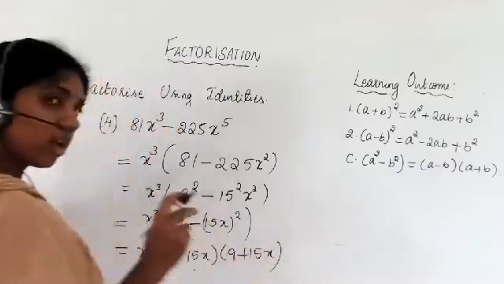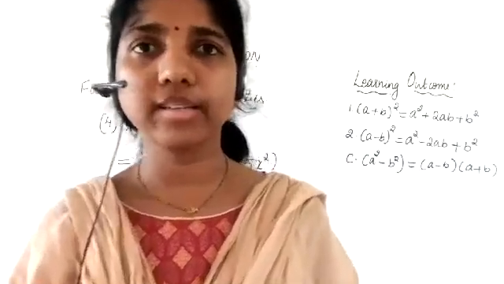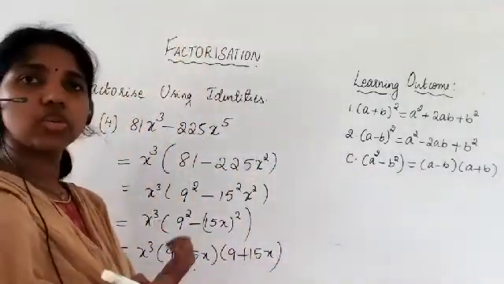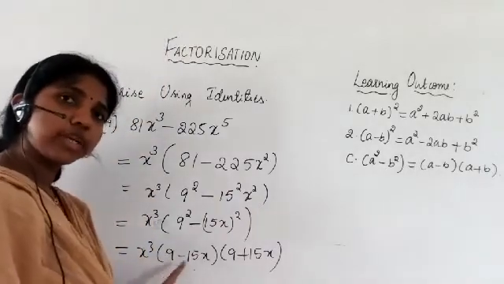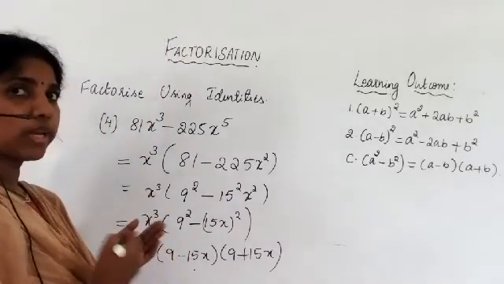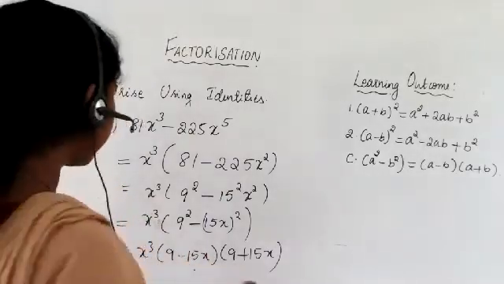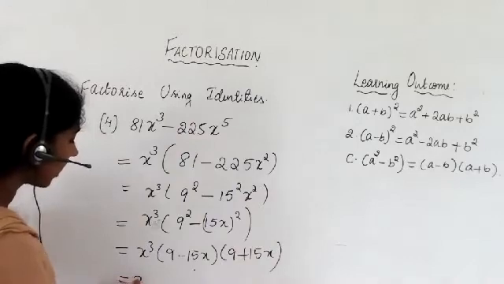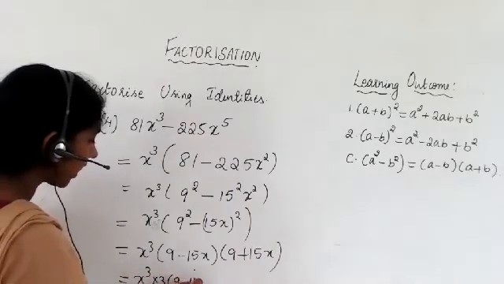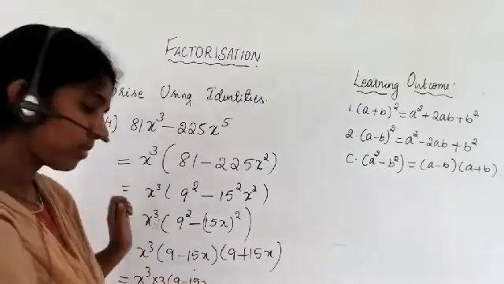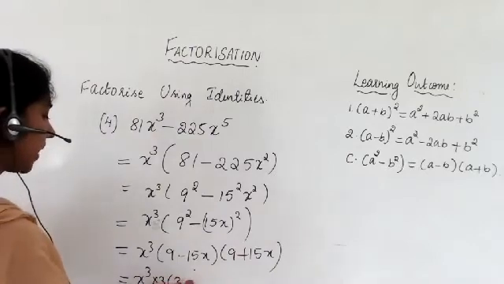Now we have not reduced it further. Factorizing means reducing to the simplest factors. Now we have not reduced these to the simplest factors. Why? Because we still find a common factor between these two. So that has to be brought out. Between 9 and 15, which is a common factor? Yes, 3 is the common factor. So we will bring that out. x cube into 3 into 9 minus 15x. Sorry, we have brought 3 out. So it is 3 minus 5x.